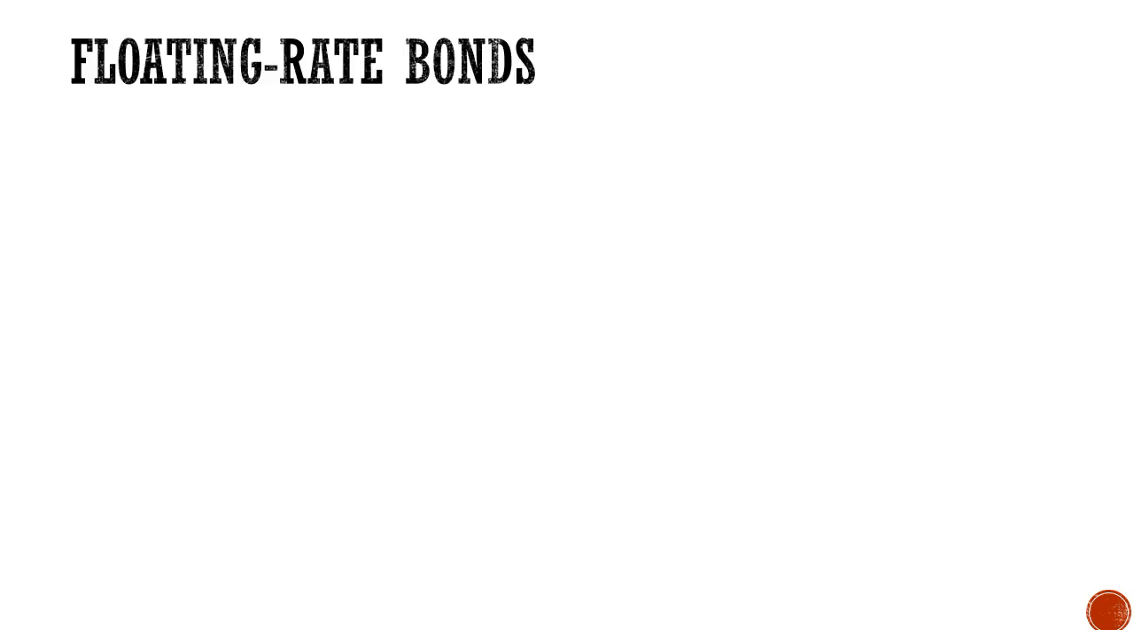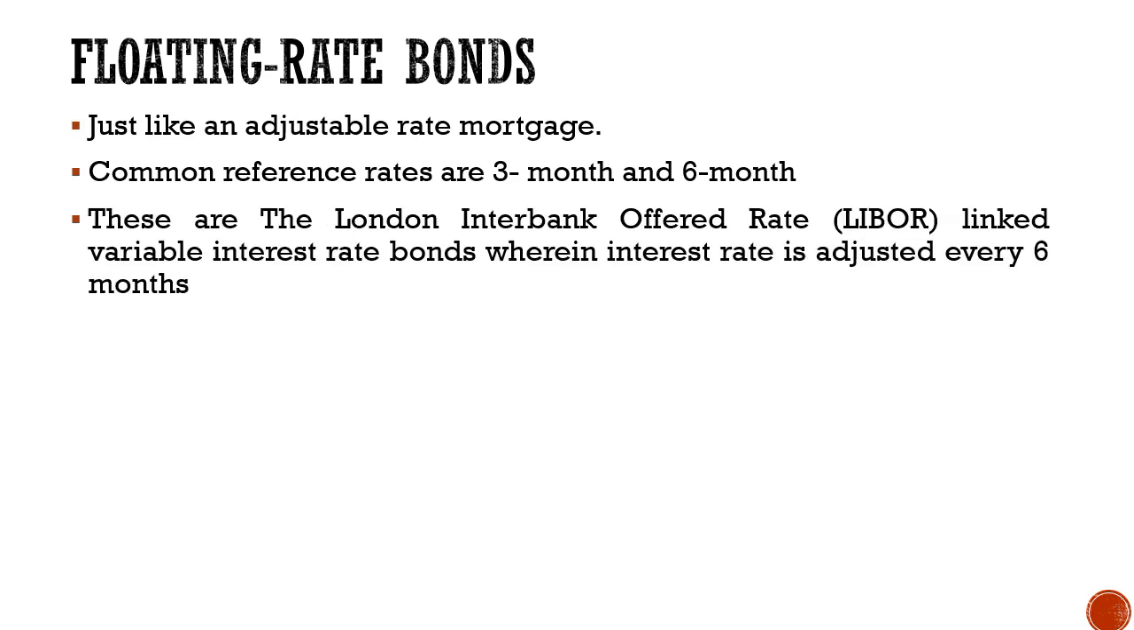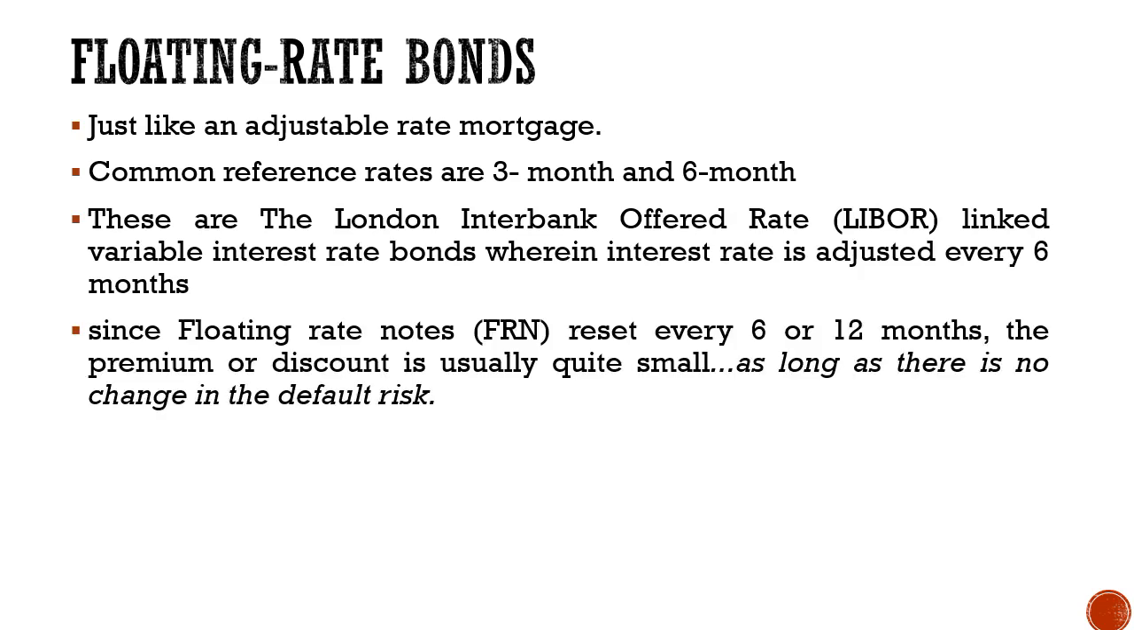Okay, the next is the floating rate bonds. It is just like an adjustable rate mortgage. Its common reference rates are 3 months and 6 months. These are the London interbank offered rate linked variable interest rate bonds, wherein the interest rate is adjusted every 6 months. Now, since the floating rate notes reset every 6 or 12 months, the premium or discount is usually quite small as long as there is no change in the default risk.